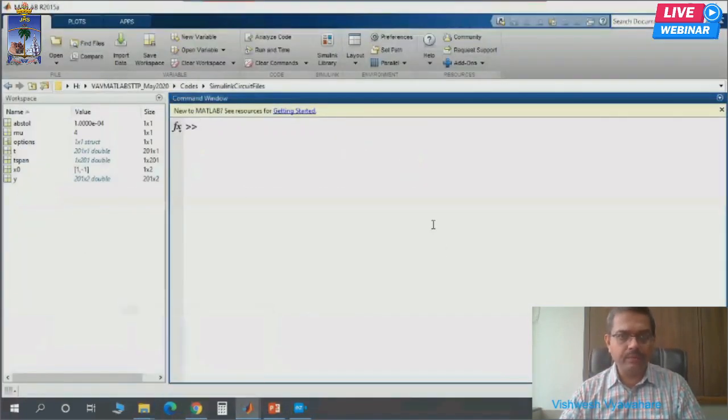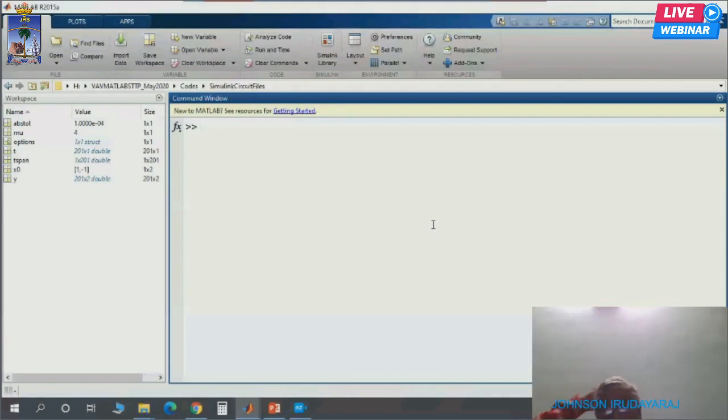Now up till now we have seen two ways to use MATLAB. One was the command prompt, where you put a question, you ask MATLAB to do some computing, you get the answer.